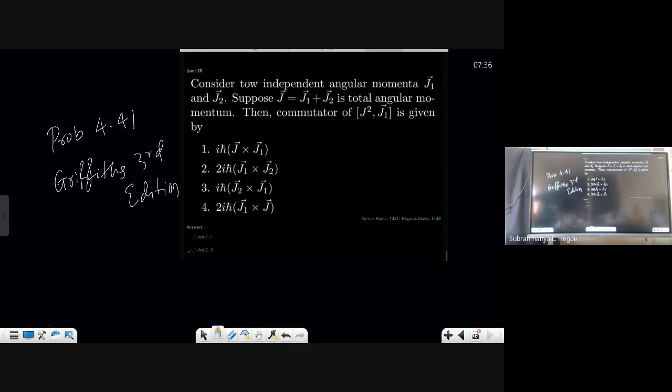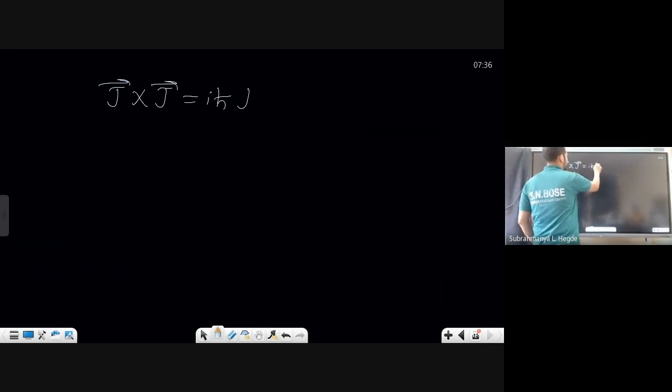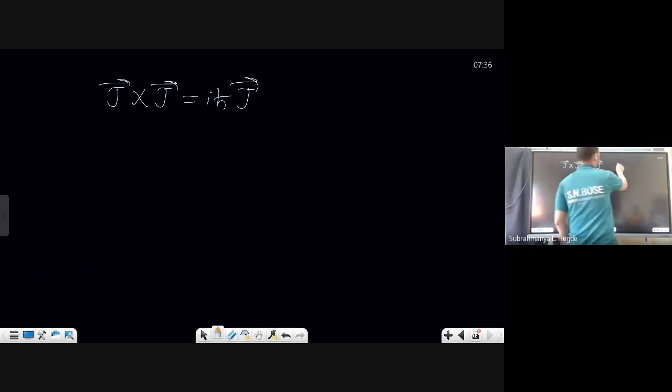Wait a second, whether we can eliminate options. J cross product with itself is non-zero. Have you proved that one? Whatever angular momentum you have, J vector cross J vector is non-zero. I think this is i h bar J again, from Sakurai. Prove this one also.